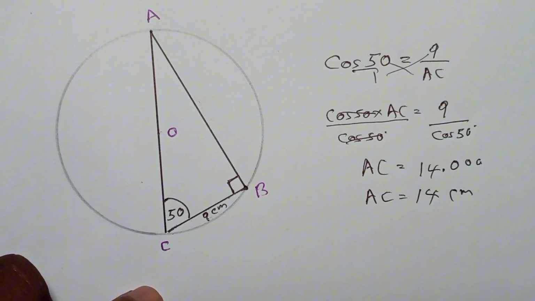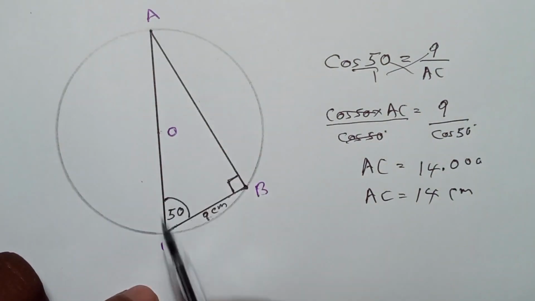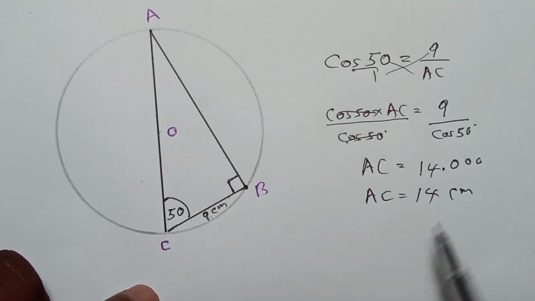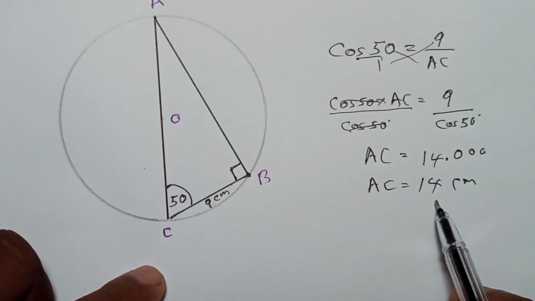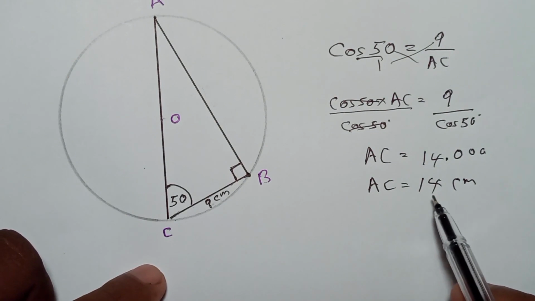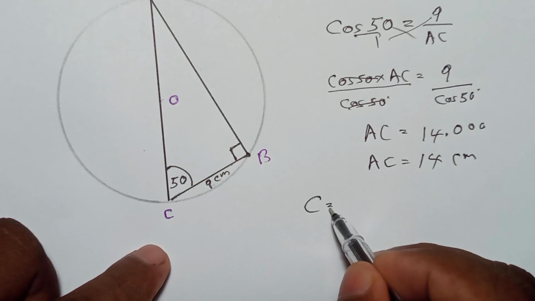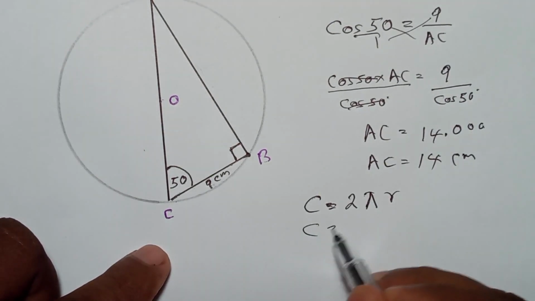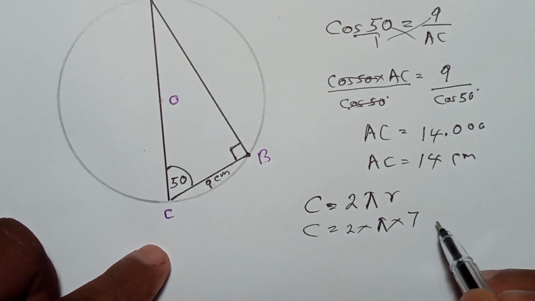AC is 14, so what is the radius? The diameter is 14, so the radius will be 7, half of the diameter length. So half of AC, the radius, will be 7 centimeters. Now you can find C, that means circumference, using the formula 2 pi r. So C equals 2 times pi times r, which is 7 cm.